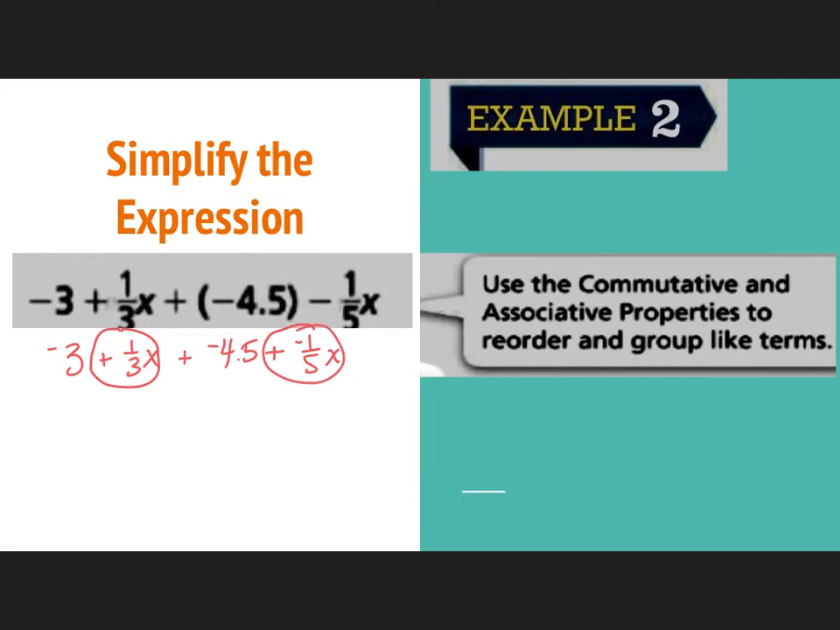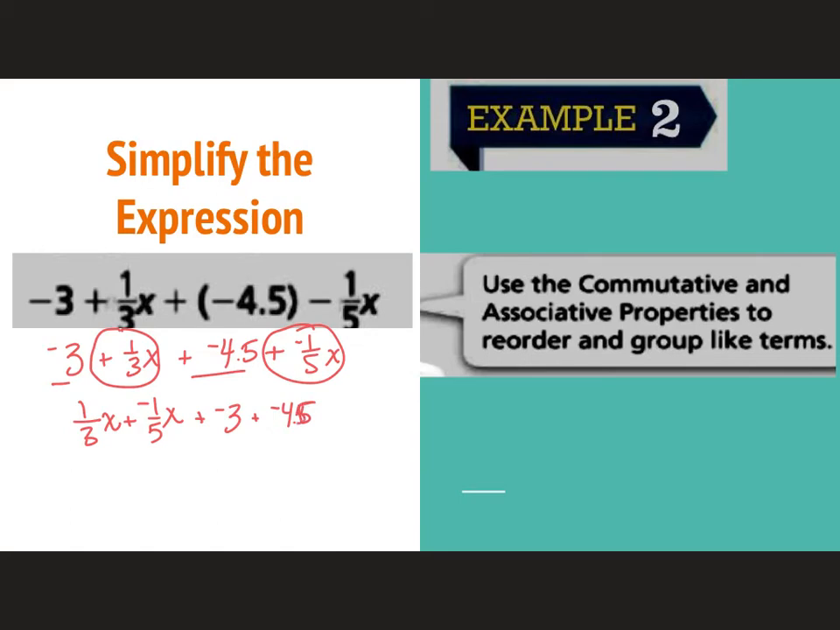I'm going to guess that we're not really strong at adding fractions with positives and negatives with different denominators. So I would go ahead and use a calculator for that. You're going to put the coefficients in the calculator: 1/3 plus negative 1/5. And then you'll be able to combine those. And then I'm going to put the constants here. Plus negative 3 plus negative 4.5.